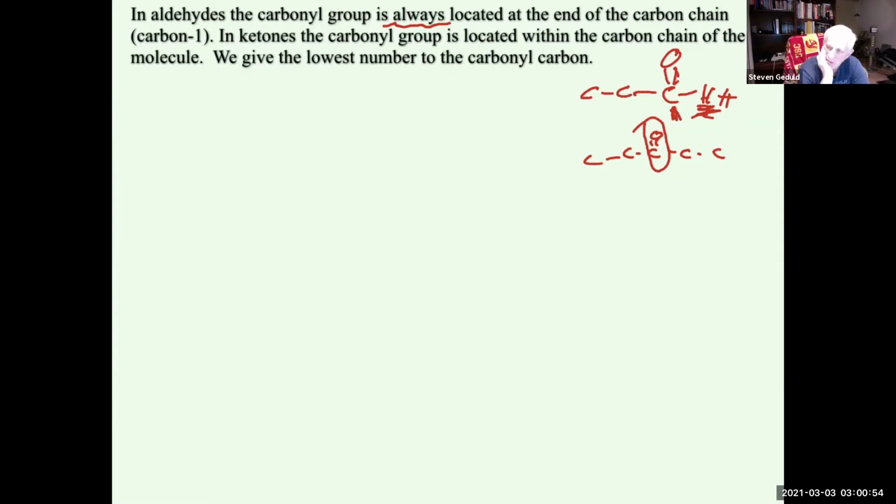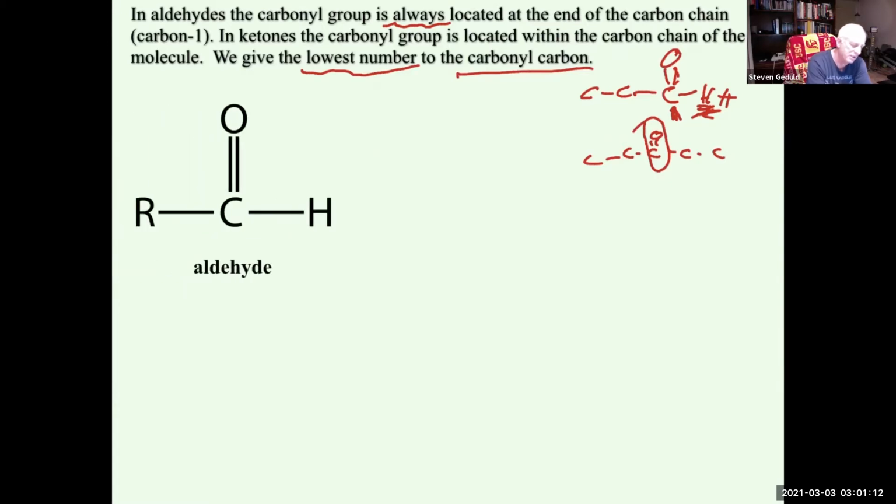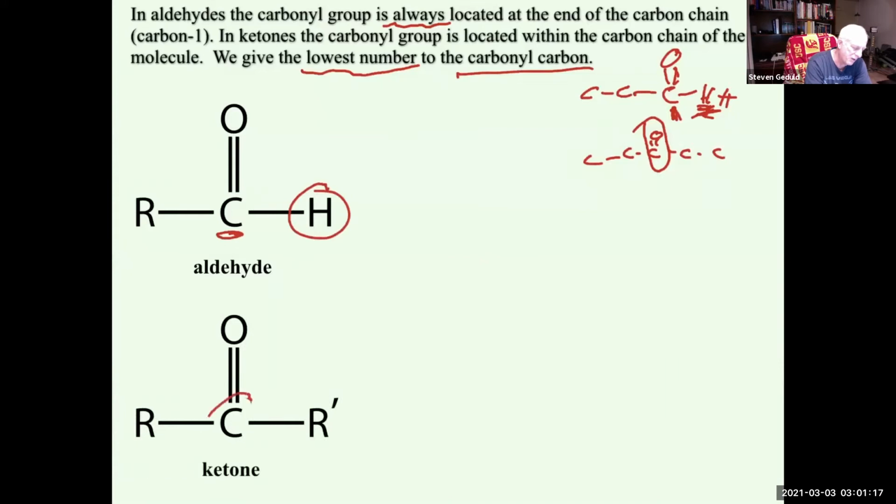Okay, and when we're naming these things, this should not surprise you. We give the lowest number to the carbonyl carbon. Our functional group always gets the lowest number. Okay, so far so good. All right, so aldehyde, hydrogen is terminal, carbon is always at the end. Ketone, carbon is always between 2 carbons. If you have a ketone, it can never be 1-hexanone. That's impossible. Can't have that. Okay, it always has to be a number 2 or higher. Cannot be at the end. If it's at the end, it's an aldehyde.